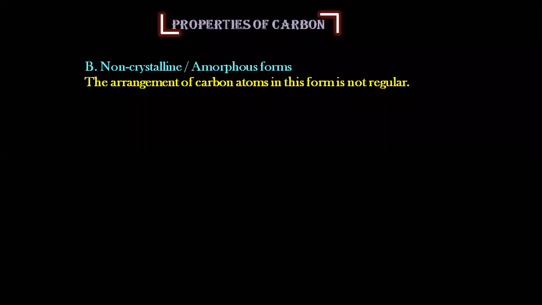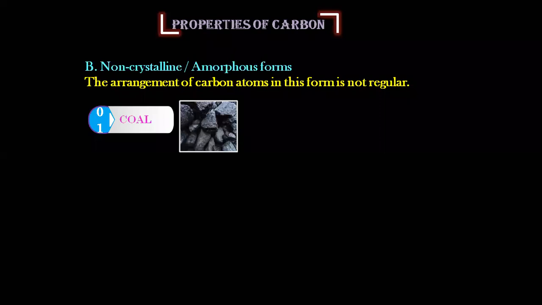So talking about the properties of carbon in the non-crystalline form, amorphous form means only the arrangement of carbon atoms in this form is not regular. There is irregular arrangement of carbon atoms, and the examples here are coal, charcoal, and the third one is coke.